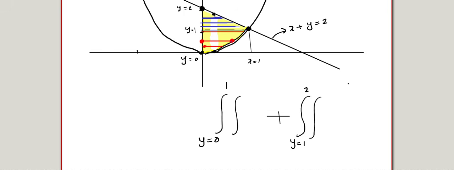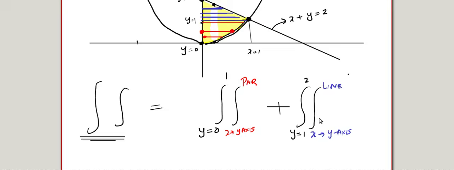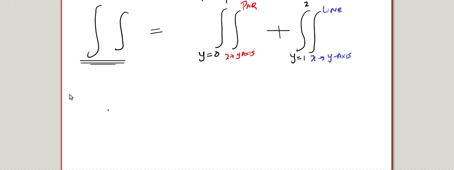In the first integral, I will write x varies from y-axis to parabola. In the second one, I will write x varies from y-axis to the line. That's it. So remember, whenever you have this situation, it means the original integral will split into two integrals after change of order. Now one more thing to do, we write everything properly.